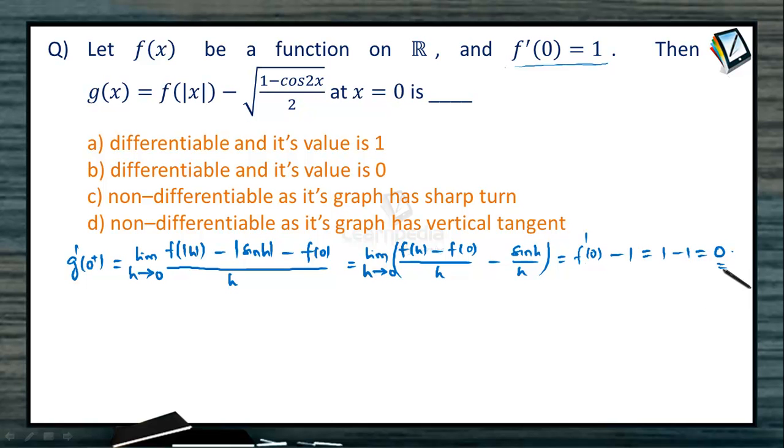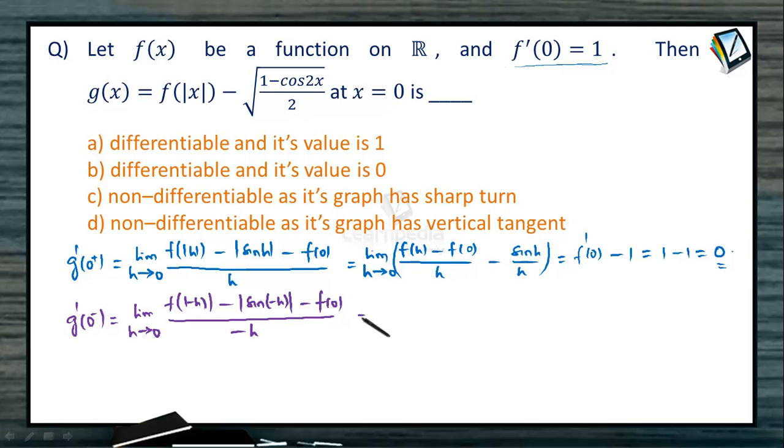Now this is not a conclusion to say that it is differentiable. We need to evaluate even the left hand derivative. Now what is the left hand derivative for g? That is g dash of 0 minus. By definition, how is the left hand limit? It is limit h tends to 0 of f of mod of minus h minus mod of sin of minus h minus f of 0, by 0 minus h, that is minus h. Now let's rearrange the factors. This is limit h tends to 0, f of mod of minus h is f of h, minus, let's group it with f of 0, by minus h.